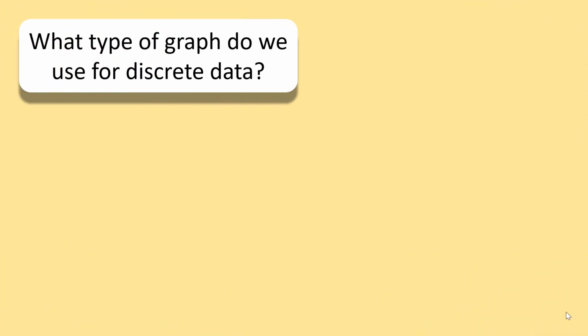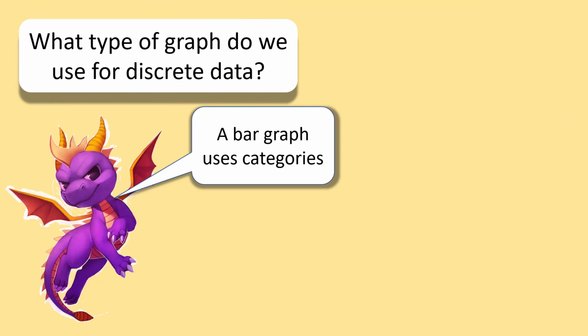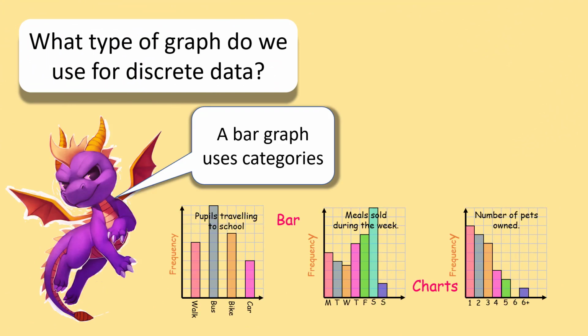What type of graph do we use for discrete data? A bar graph, because a bar graph uses categories. Check it out, how pupils travel to school are in categories. The meals sold during the week are in categories, and the number of pets owned. Notice that on the y-axis, we show the frequency. Mostly, there are spaces between the bars.